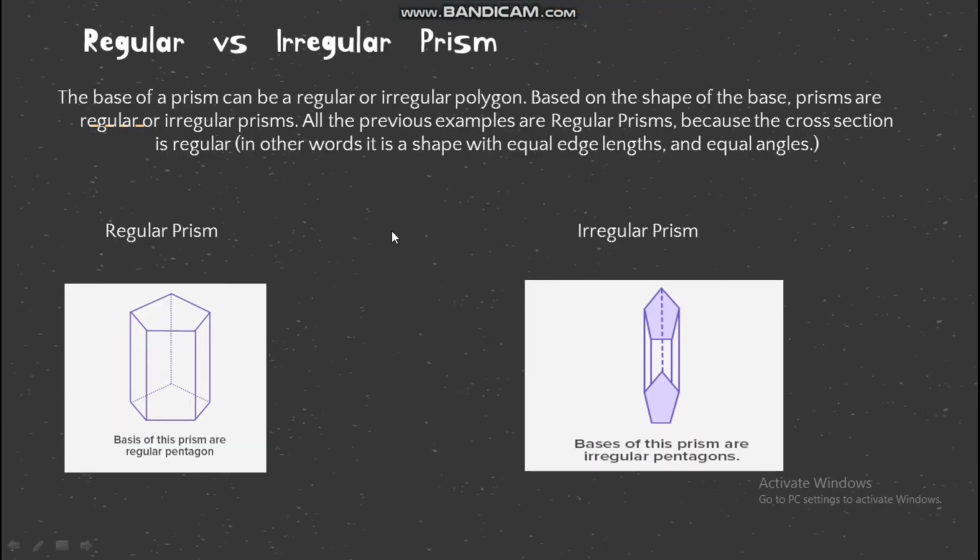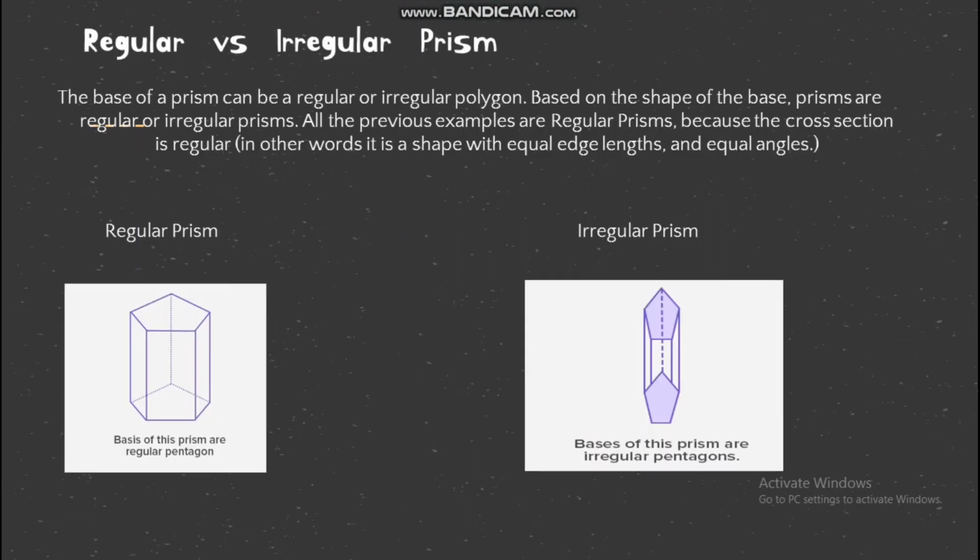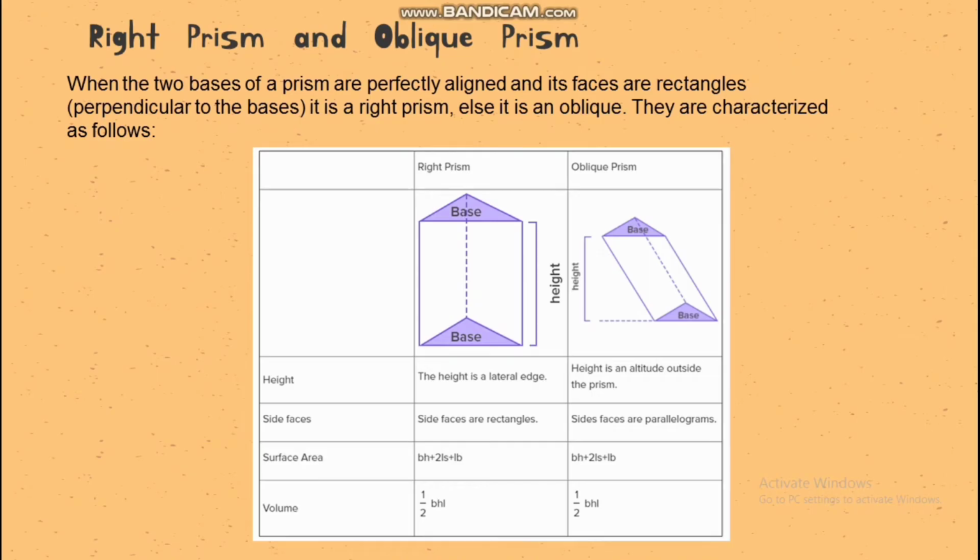Types of prisms. Right prisms and oblique prisms. When the two bases of a prism are perfectly aligned and its faces are rectangles perpendicular to the base, it is a right prism. Else, it is an oblique prism.